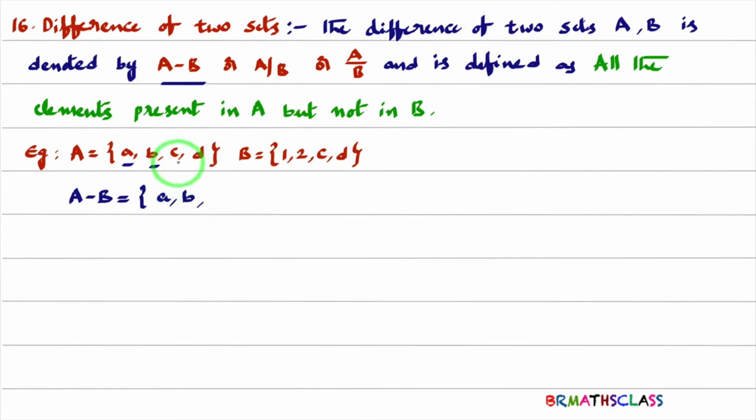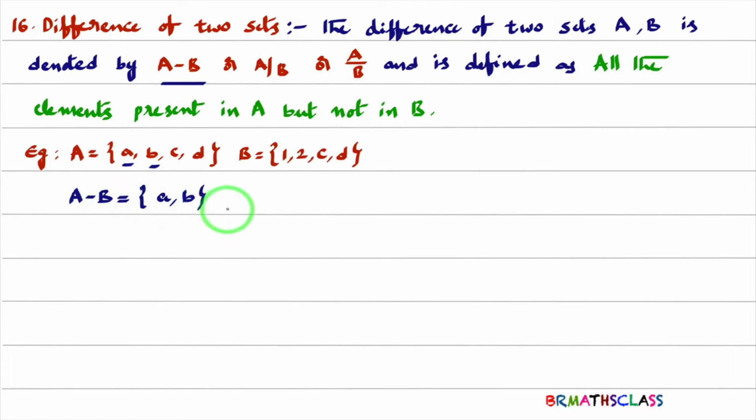Now what about C? C is an element present in A. It is present in B also. But what is A minus B? All the elements present in A but not in B. Okay. So here D is present in A. D is present in B also. So A and B are the only elements which are present in A but not in B. I hope you understand how we calculate A minus B.